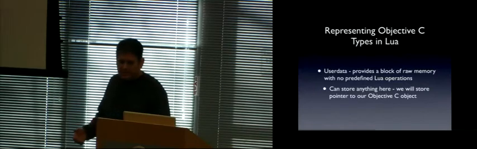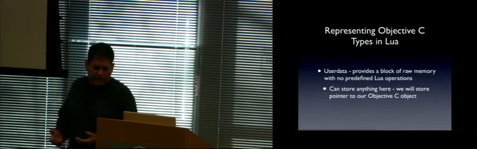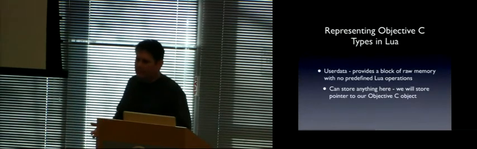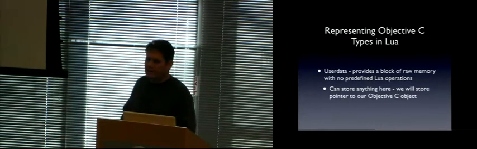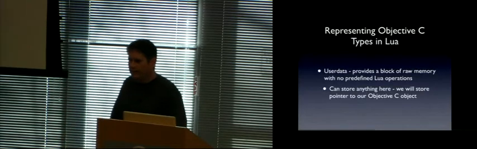So basically, the way this is done is I'm using user data to get a block of raw memory for each object that gets created through one of the factory methods, and then we're going to store a pointer to the ObjectiveC object that gets created at the same time. So in your factory method, when you say new rectangle, the first thing it does is create a rectangle object in ObjectiveC, and then it creates a block of memory with user data, and then it fills it in with the pointer for that object.